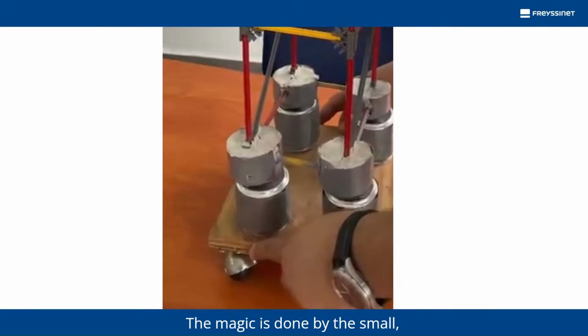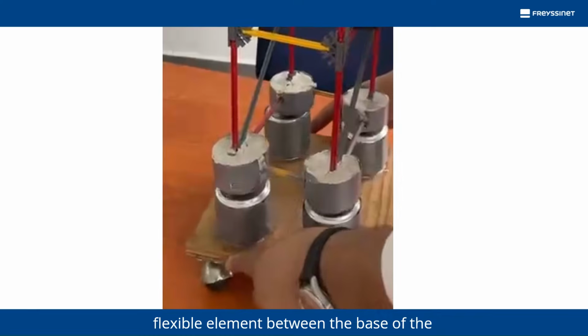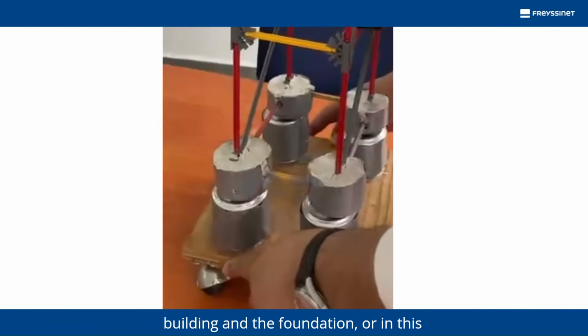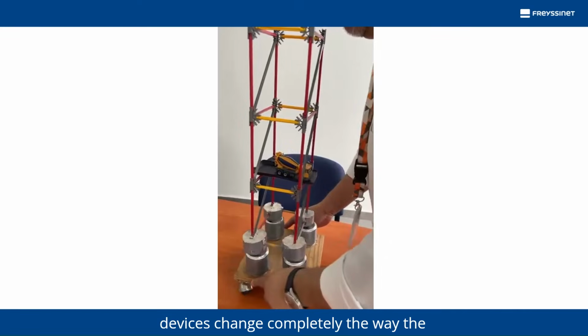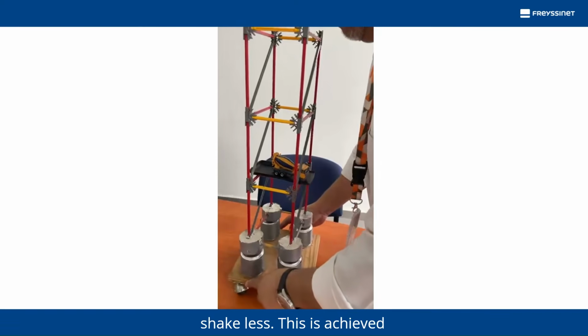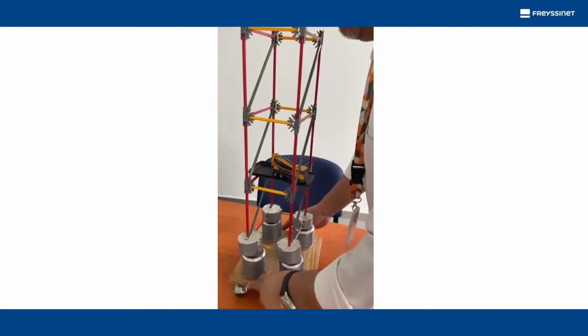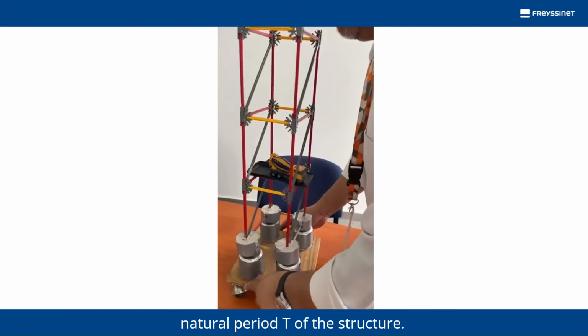The magic is done by the small flexible element between the base of the building and the foundation, or in this case, the ball bearings that act as isolators. The devices change completely the way the building moves, making the building shake less. This is achieved because the isolator changes the natural period T of the structure.